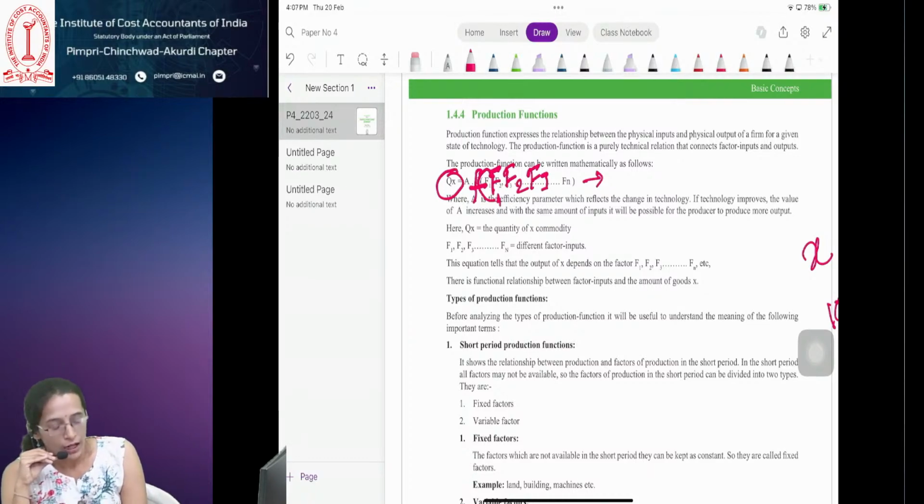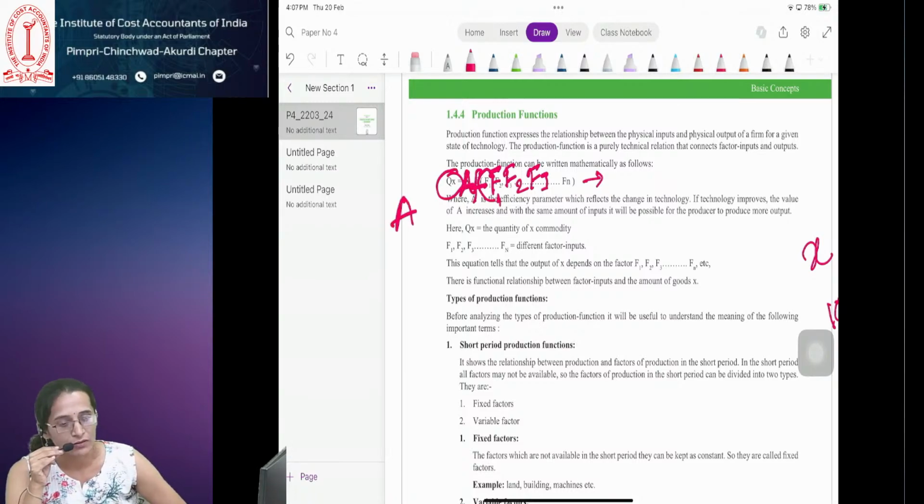And A, what is A here? A is a given level of technology that we are using. A particular technology that we will be using to convert these raw materials into finished goods. Clear on the production function? It is nothing but a simple relationship between the factor inputs and the output that we are getting, and there is some certain level of technology that we are using to produce that output.